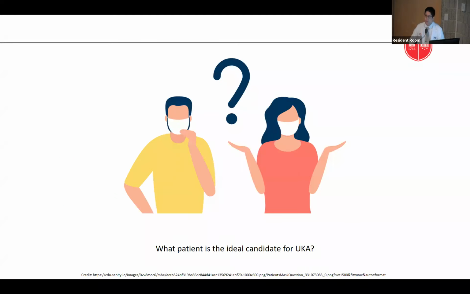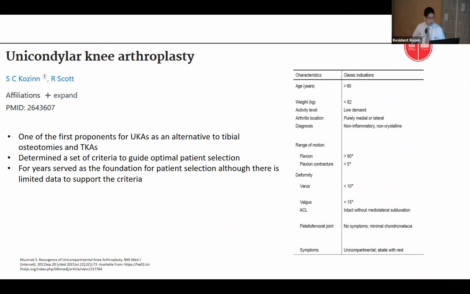So which patient is the ideal candidate for getting this partial knee replacement? Historically, one of the first proponents for partial knee replacements was Dr. Cousin and Dr. Scott from Harvard in 1989. Around this time, a new generation of the partial knee replacements had come out, which demonstrated superior outcomes. So they wanted to develop this sort of criteria for which patients would be the best candidates for it. And since then, it has served as the gold standard for choosing which patients are the best candidates to get partial knees.